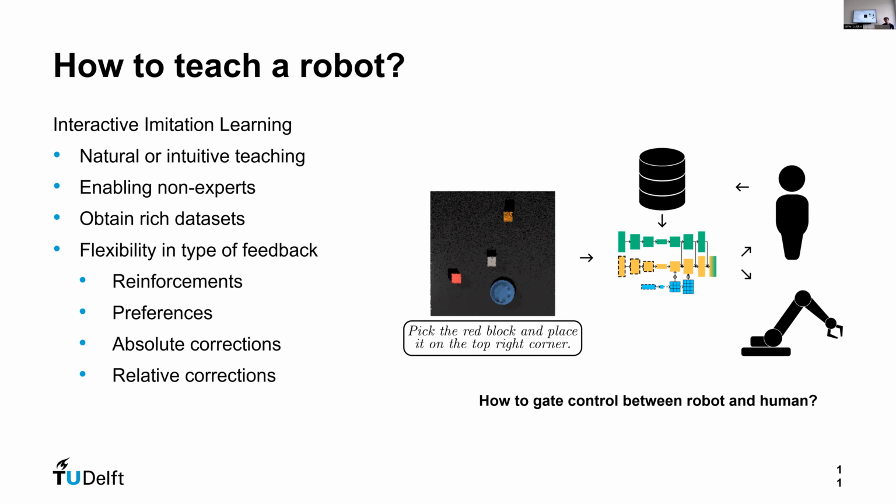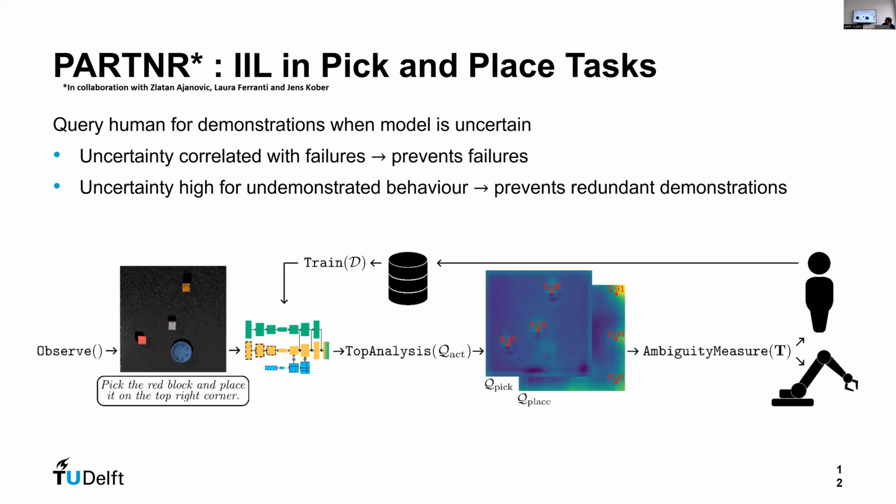Something I have focused on with my method, Partner, is the gating. In this type of control, you have a robot sometimes acting and sometimes a human acting, and the question is how we gate control between the robot and the human. That's what I focused on in this method. Basically, in this interactive imitation learning method for a pick and place task, we query the human for demonstration whenever our model is uncertain. There are two reasons for doing this. First of all, uncertainty is related to failures, and we want to keep the number of failures at a minimum.